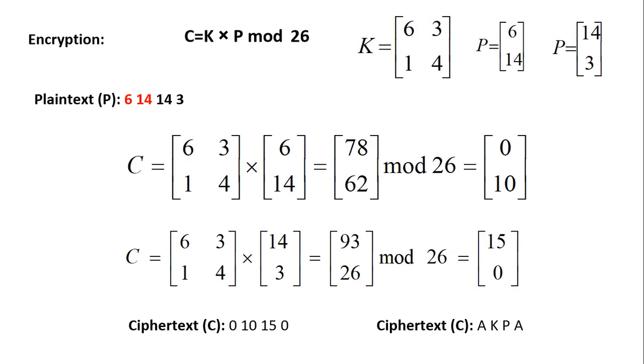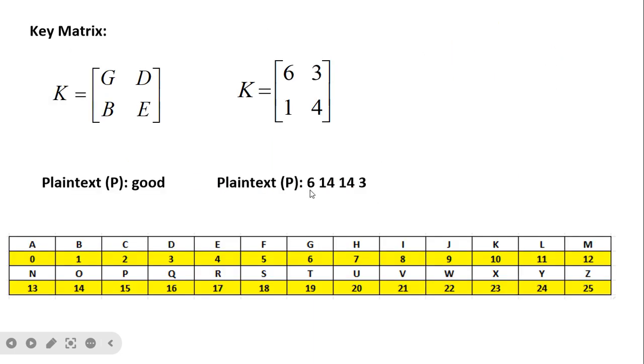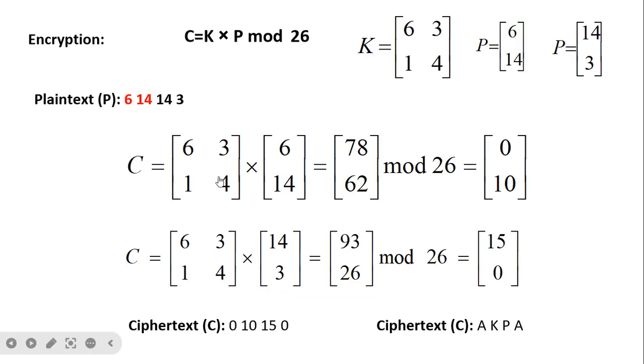First we will go for the encryption. Encryption is very easy. In encryption the formula is C equal to K times P mod 26. Now this is K. We make two chunks because the size is 2 by 2, 6 14 and 14 3. First we multiply: 6 3 1 4 times 6 14, we are getting 72 62.